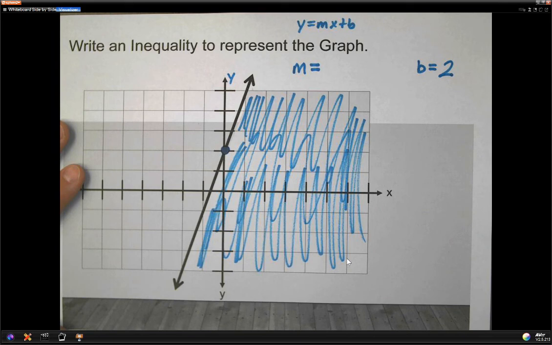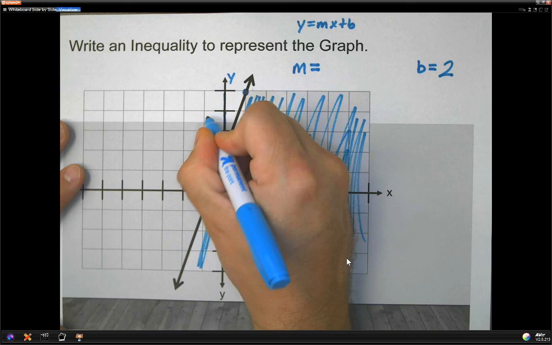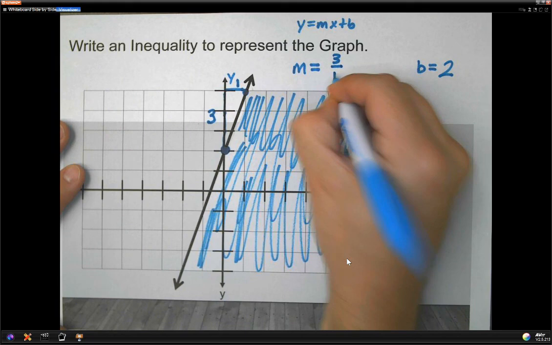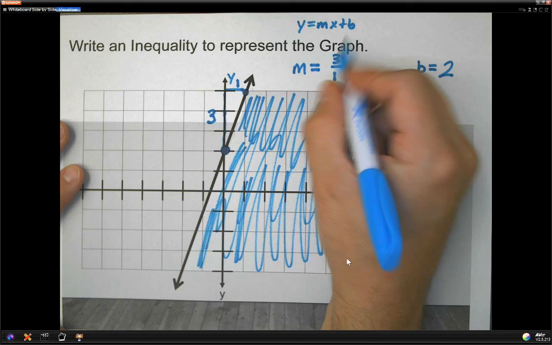So I find two solid points. Now, I notice that this is one solid one and this is one. So it looks like I go up 1, 2, 3. A rise of 3 and over 1. Rise over run. Okay. Now, to double check my slope, I have to determine if it's positive or negative. It looks like it's rising from left to right. So that means it is positive. So just to simplify it, we have a slope of 3.